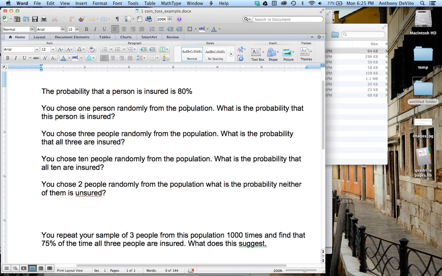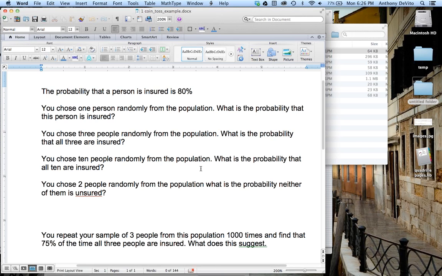Okay, so you choose 3 people randomly. Okay, you choose 10 people randomly from the population. What's the probability all of them are insured? Well, as big a sample as that is, it's the same principle. It's going to be 0.8 times 0.8 times 0.8, 10 times, or 0.8 to the 10th power. So any way we apply this, if it's independent events and they're all either insured or not insured, then we're just going to raise the probability to the power of the sample size.